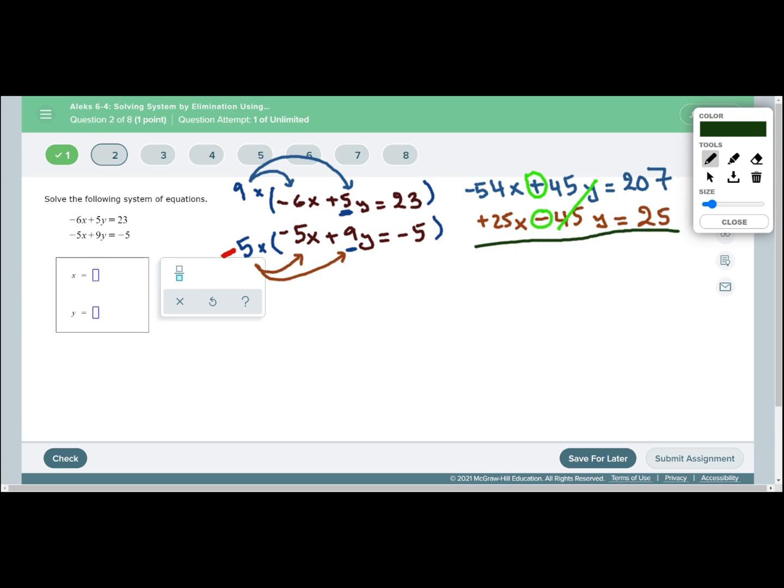All right, so now we're going to work out the rest. -54x plus 25x will give you -29x. Then 207 plus 25 will be 232. Ooh, it's making me nervous. Now, they should divide out evenly, otherwise the problem is going to be really complicated. So hopefully we do everything correctly here. We divide by -29. So x equals 232 divided by -29. Yay, it's -8. Woo, it scared me.